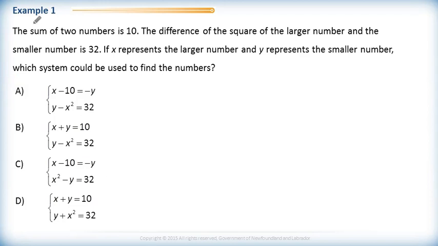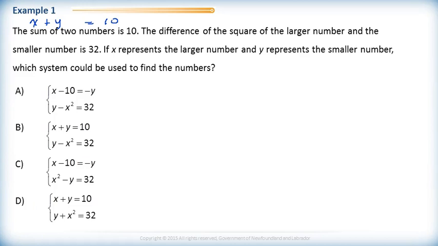The sum of two numbers, we've called them x and y. The sum x plus y is equal to 10. So that tells us our first equation must be x plus y equals 10, or some rearranged version of it. So for example, if I brought the 10 over here and the y over here, I'd have x minus 10 equals negative y. So it doesn't rule out A, and it doesn't rule out C.